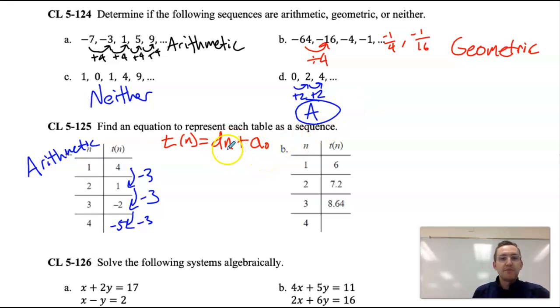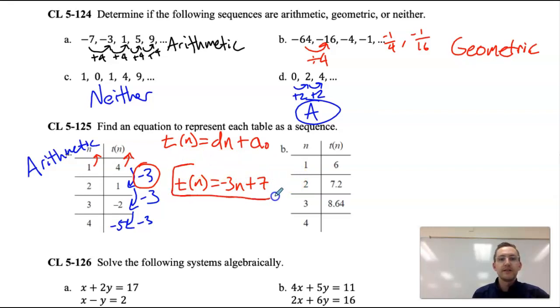So in this case, we just got to plug in what we know. Again, we know we're taking away 3 every time, so that's our difference. So we can say that t of n is equal to -3 times n. Now we just got to find our value when n is equal to 0. We have n is equal to 1, so we just got to go up one spot. For taking away 3 when we go down, we got to add 3 to get our first value. So this should be +7. So our equation is t of n is equal to -3n plus 7. Awesome, let's do part B.